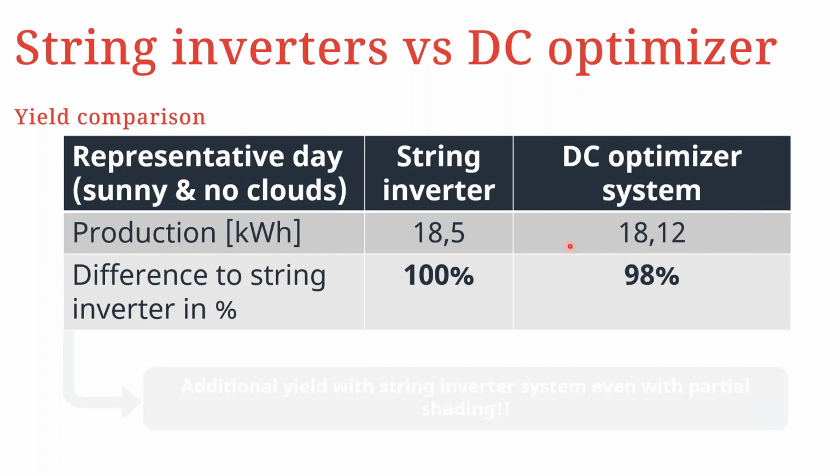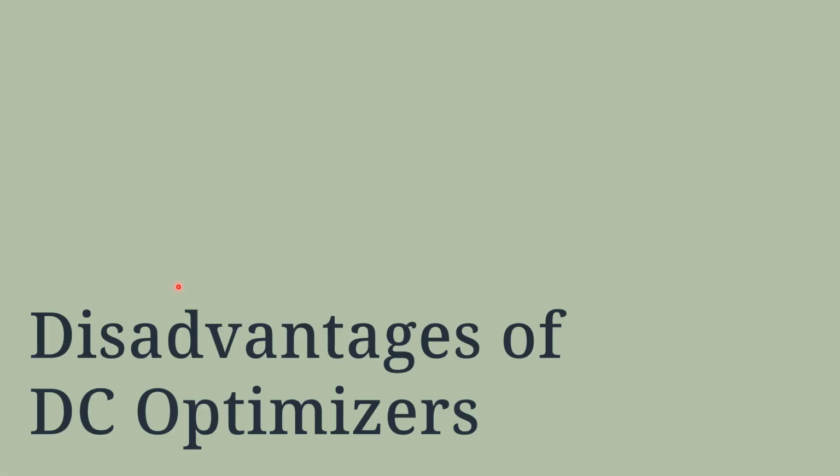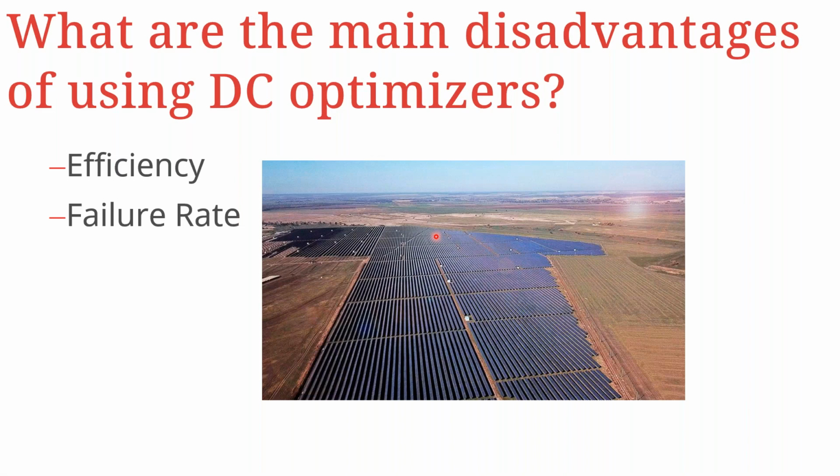So you can see that we have additional yield with a string inverter system, as we said before, even in the case where you have partially shaded conditions. Let's now look at the main disadvantages of these DC optimizers. There are two main disadvantages: one of them is efficiency, partly covered by Cyprian, and the other is the failure rate.